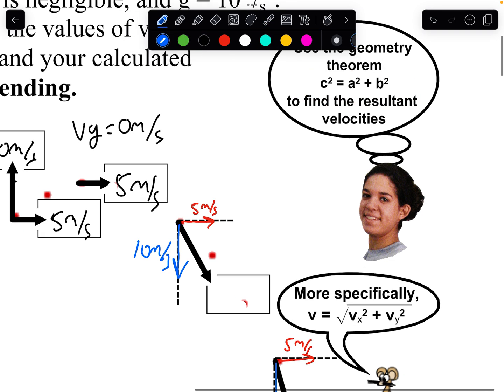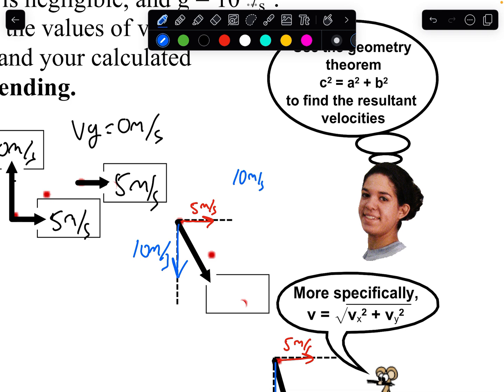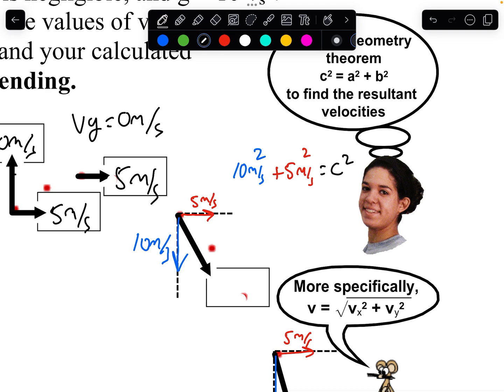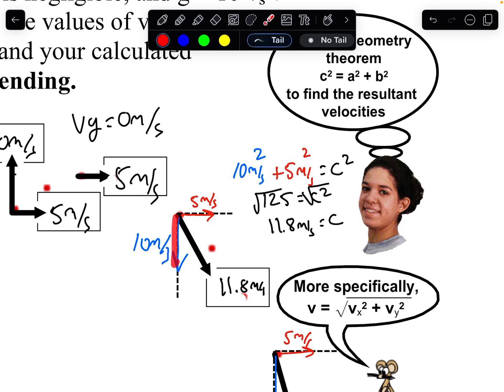So our vertical component here is going to be 10 meters per second, square it, plus our horizontal component is 5 meters per second, square it, equals our hypotenuse, C squared. 10 squared is 100, 5 squared is 25, so we get 125 equals C squared, and then we just root both sides. I believe we get 11.8 meters per second is C. So we're not just going 10, right? We're actually going a little faster because our horizontal and vertical add up to give us a slightly larger velocity. So we're going down and right at 10.